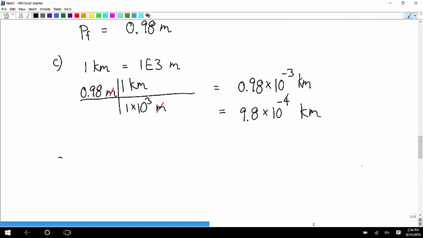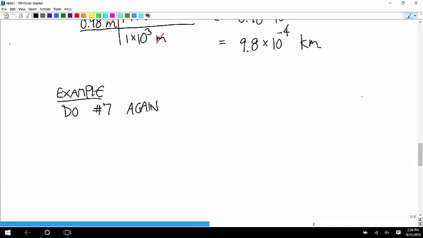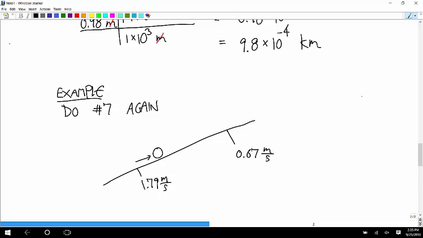So as an example, let's do number 7 again, but with different choices for the zero position and positive direction. So the ball's going to go this way. It starts out at 1.79 meters per second speed, and here it's at 0.67 meters per second. This time, let's say that our zero position is here, and the positive direction is this way.